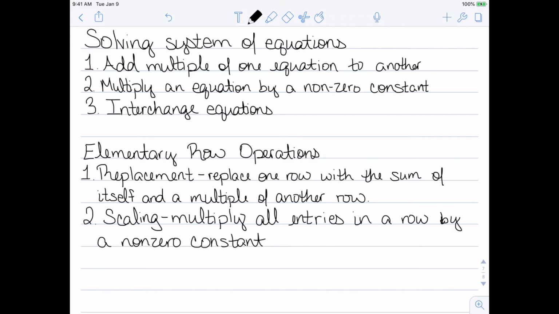The second operation becomes this idea of scaling. We multiply all entries in a row by a non-zero constant. And finally, we have this idea of interchange. Like I said, there's nothing unique about the order that the equations were written down in, so at any point we can just switch two rows. And that would be equivalent to just switching two equations. So these are our elementary row operations, and these are the things that we can do to create a still equivalent system, so it doesn't actually change any of the solutions to the linear system that we're given.